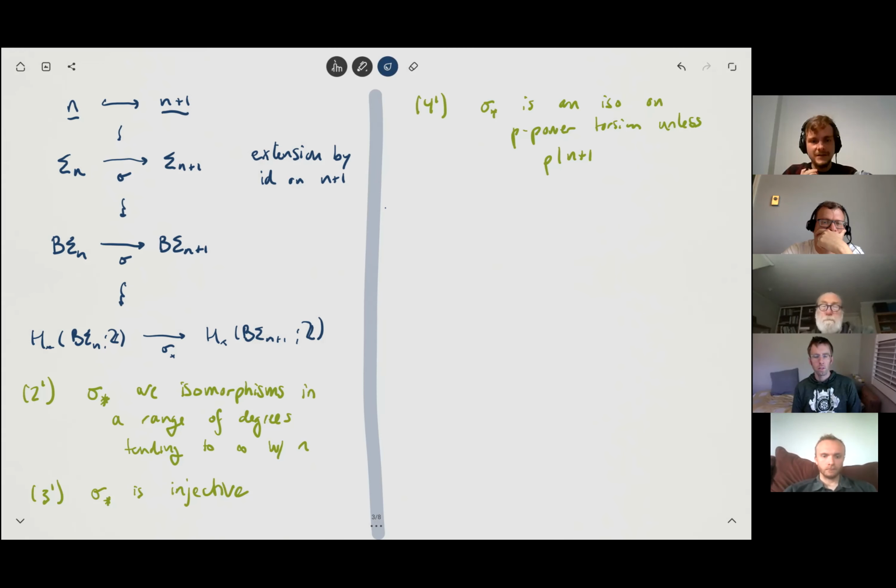So all of these properties are true. All these things we've observed in the tables: 1, 2 prime, 3 prime, and 4 prime. In fact, both 1 and 4 prime have the same source, which is an argument using transfer maps, which is one of the exercises.